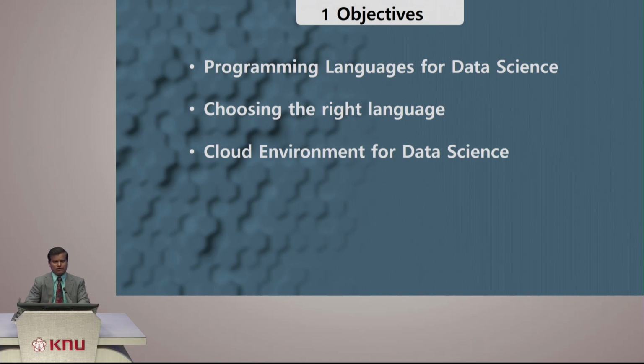Programming languages for data science. There are various programming languages. Some are good, some are so-called bad in some sense. It depends upon the domain in which you want to work, and also upon the different applications that you are going to use. In some cases, some languages are really good for specific purposes, but it's always good to know more than one language. So choosing the right language is another thing that we have to discuss.